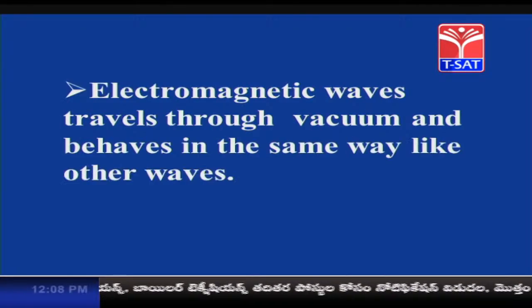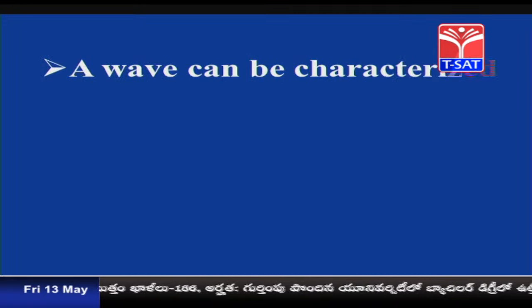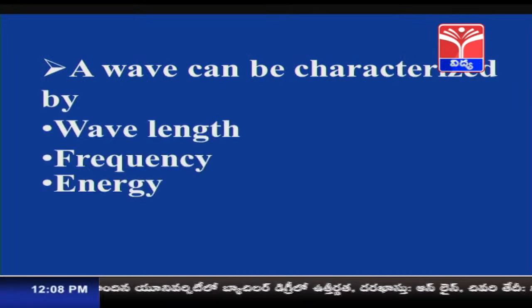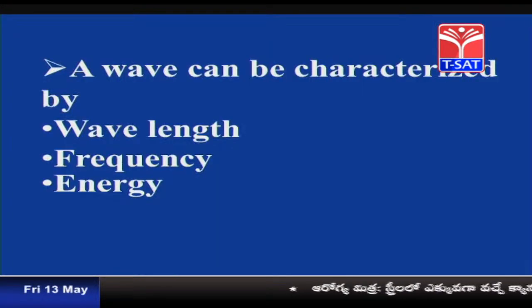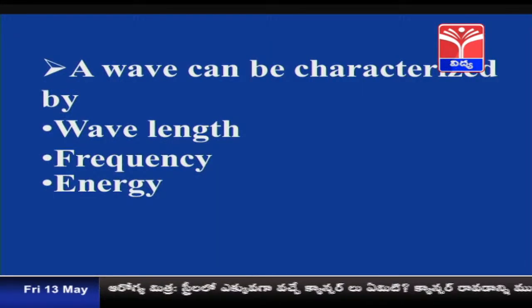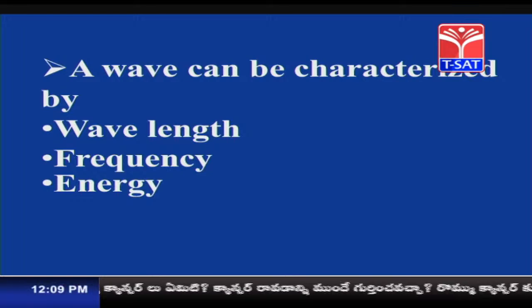Electromagnetic waves travel through vacuum and behave in the same way as other waves. A wave can be characterized by wavelength, frequency and energy. Children, here you focus: electromagnetic waves behave like other waves. The difference is that other waves need a medium for propagation, while electromagnetic waves do not require any medium, and in the absence of a medium they can also propagate. Like other waves, these waves can be characterized by wavelength, frequency and energy.